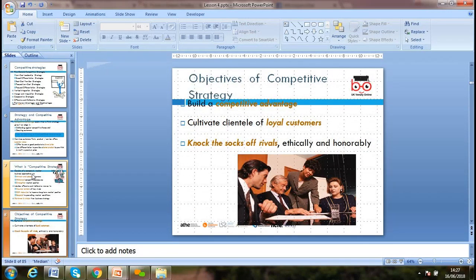Build a competitive advantage. Cultivate the client; we need to look at loyalty. In one lesson I discussed the Pareto rule, 80-20, which means 80% of sales come from 20% of customers and 20% of sales come from 80% of customers. If we retain those loyal customers longer, that will help us create a competitive advantage for our organization. So we need to make sure we do that.